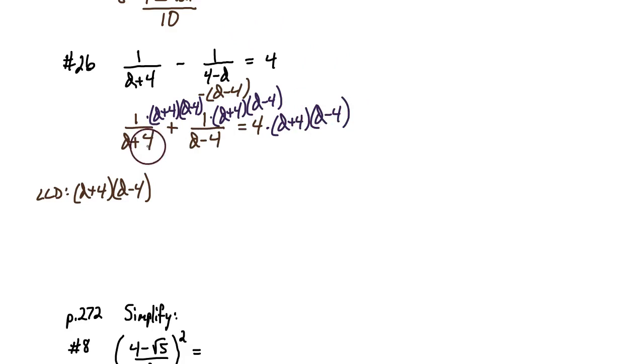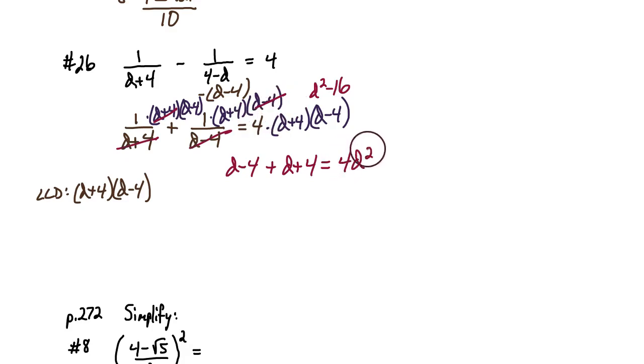By doing that, things are going to cancel. Now we don't have any denominators. 1 times d minus 4 is d minus 4. 1 times d plus 4 is d plus 4. And over on this side, the d plus 4 times the d minus 4 makes d squared minus 16, which we can then times by the 4 out front. So we have 4d squared minus 64.